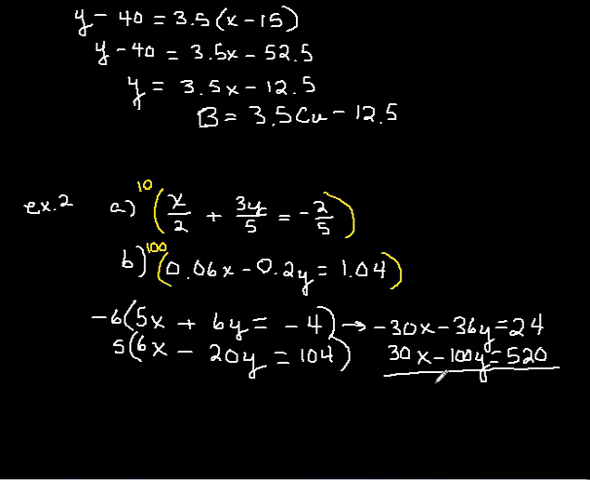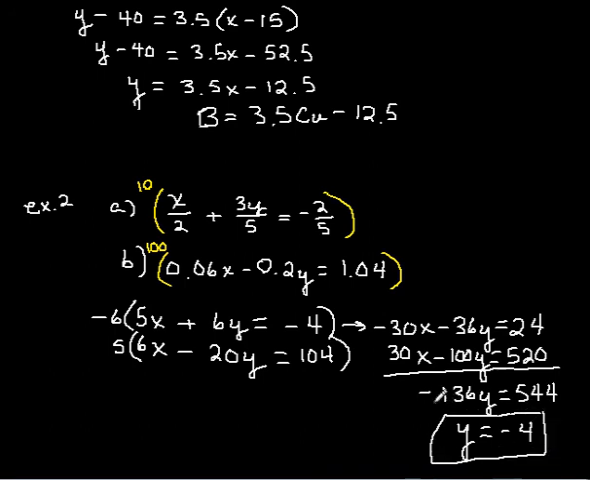These would add out. This is going to give us negative 136y equals 544. Divide both sides by negative 136, and believe it or not, y equals just a simple little negative 4.